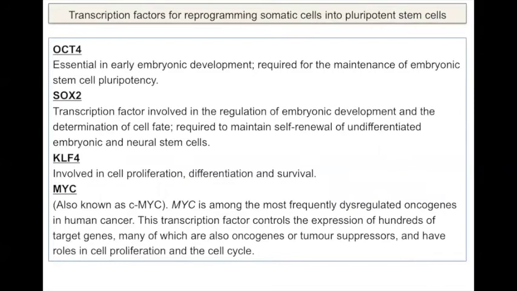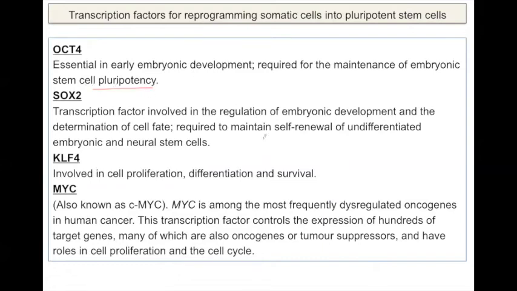So what about the transcription factors that turn these differentiated cells back into a pluripotent stem cell? Initially, there were 4 of them. It may have changed a bit since then, but for us, these are the 4. They are OCT4, which is essential in early embryonic development, and it maintains pluripotency.